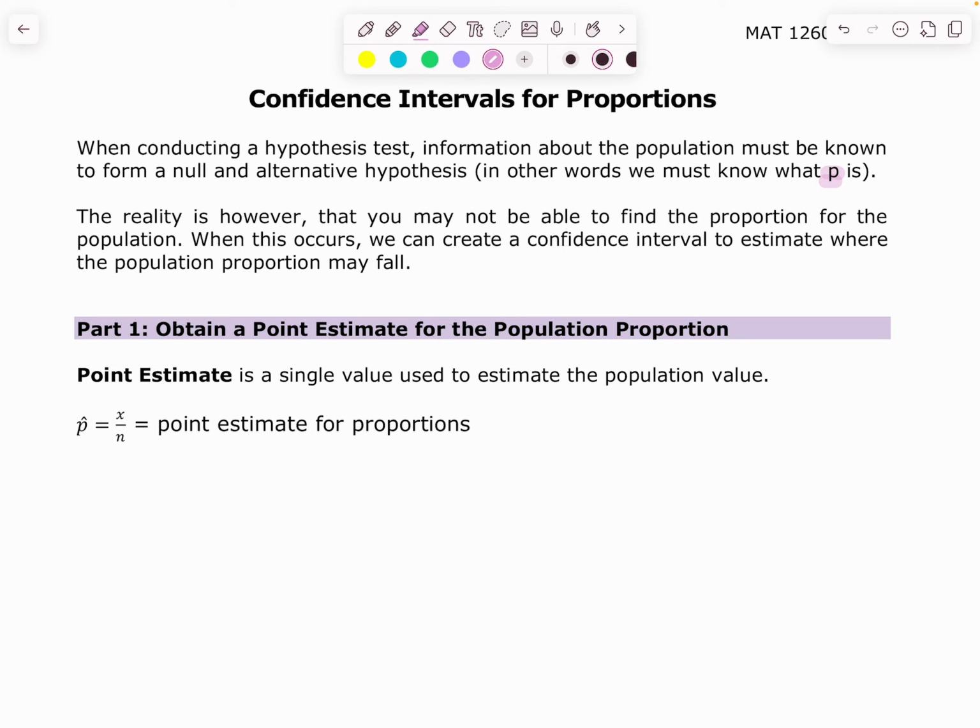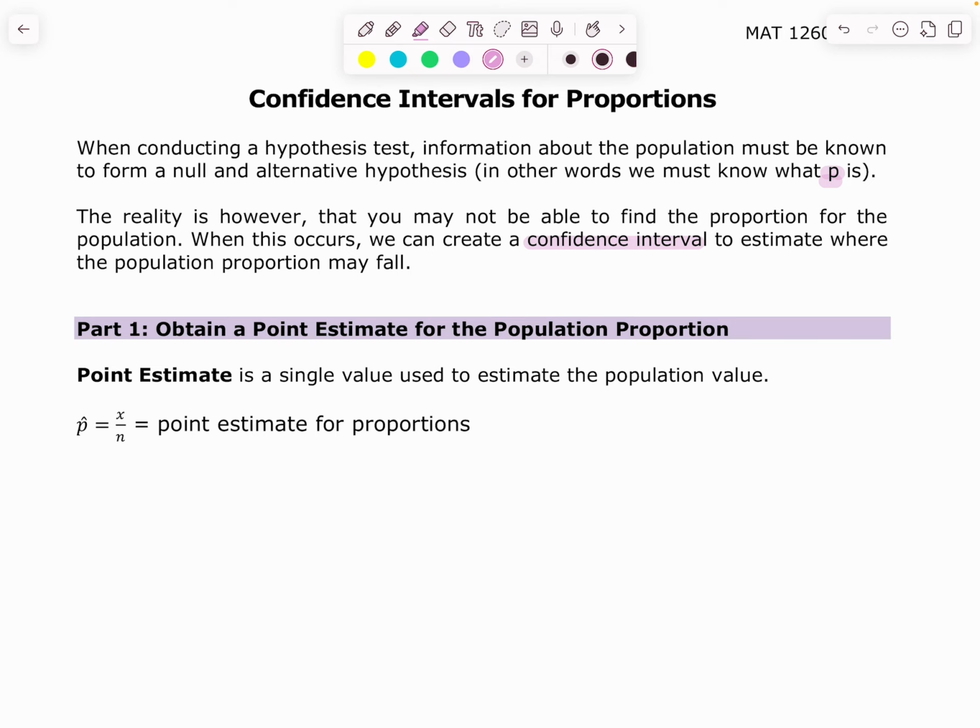However, in reality, there are a lot of cases where we may not know the population proportion for the population that we want to do some sort of study on. We may be coming into this as the first people to do the study, or we may have data that is so out of date that it's really not a good idea to try and test against that really outdated information. So one of the things that we can do when this occurs is we can create what's called a confidence interval. And the confidence interval is going to help us estimate where the population proportion may fall.